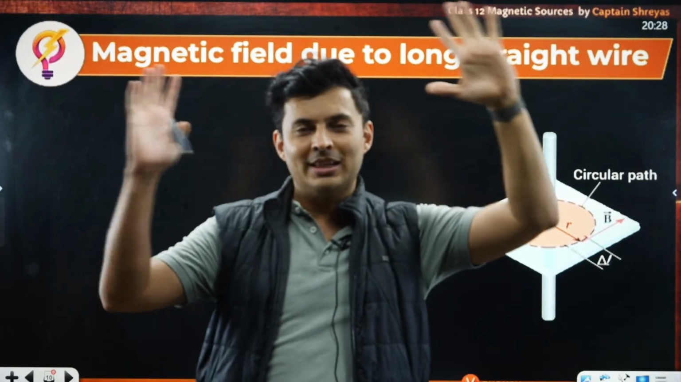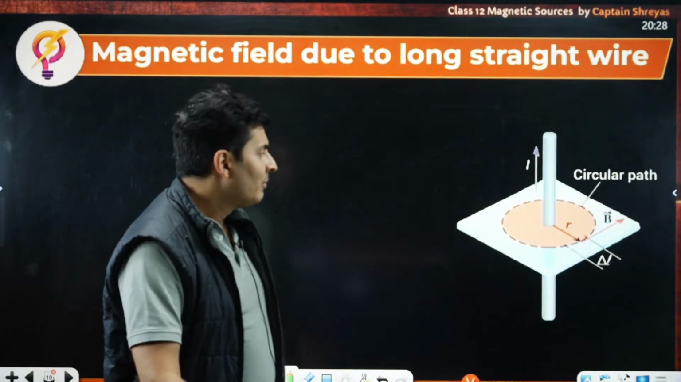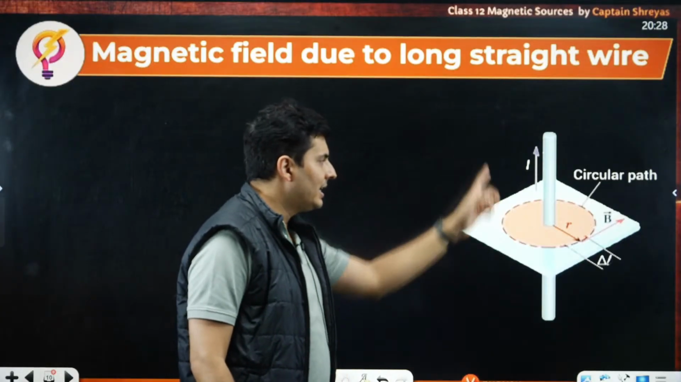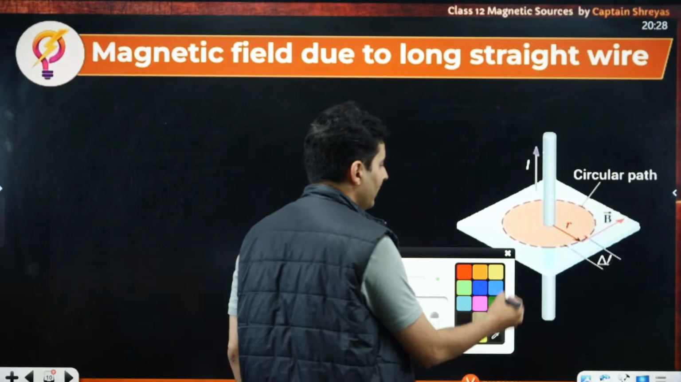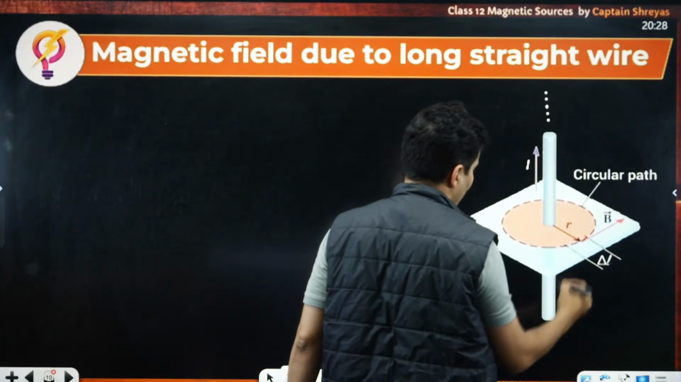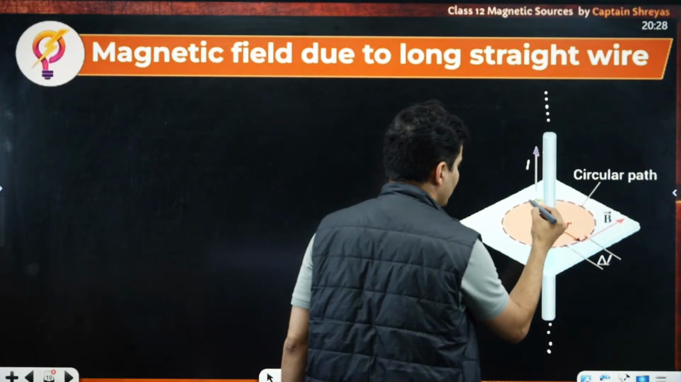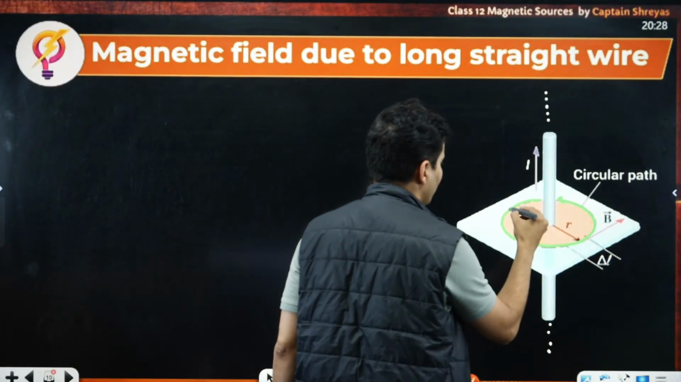It's like a long method. I mean, it will take your entire JEE physics paper time. But using Ampere's law, it is very straightforward. So we have the current carrying straight wire. It's a long wire, an infinitely long wire. And we know the magnetic field lines will be circular in nature. And I want to figure out what is the strength of this particular magnetic field.